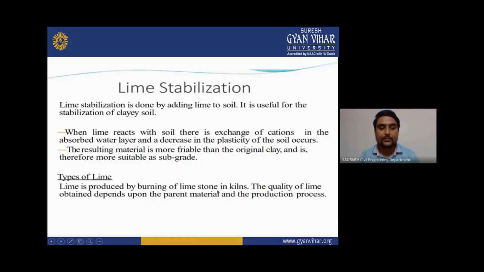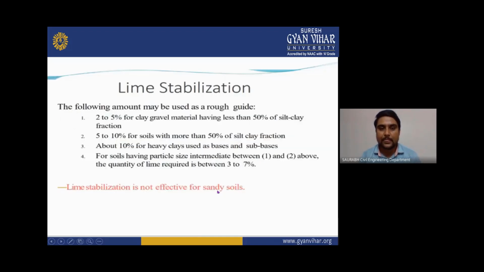Here, types of lime. Lime is produced by the burning of limestone. The quality of lime obtained depends upon the parent material and the production process. The following amounts of lime may be used as a rough guide. 2 to 5% for clay gravel material having less than 50% silt-clay fraction. 5 to 10% for soil with more than 50% clay fraction. About 10% for heavy clay used as base and subbase.